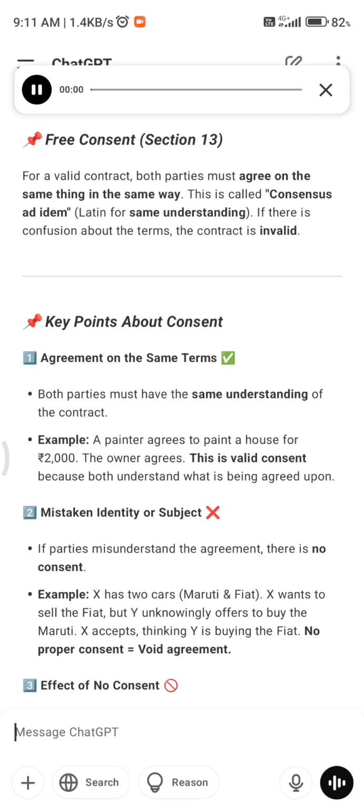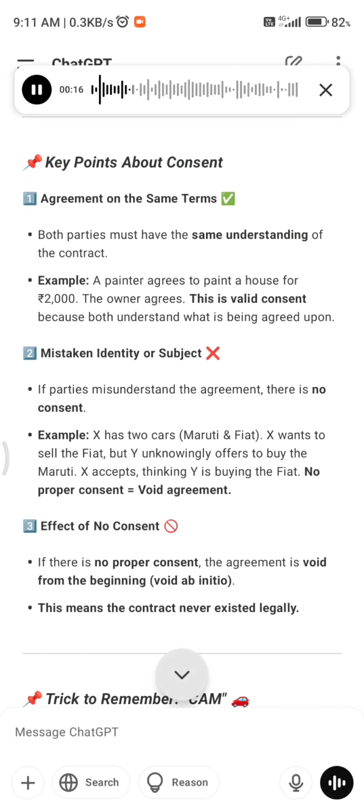Free consent, Section 13. For a valid contract, both parties must agree on the same thing in the same way. This is called consensus ad idem, Latin for same understanding. If there is confusion about the terms, the contract is invalid.